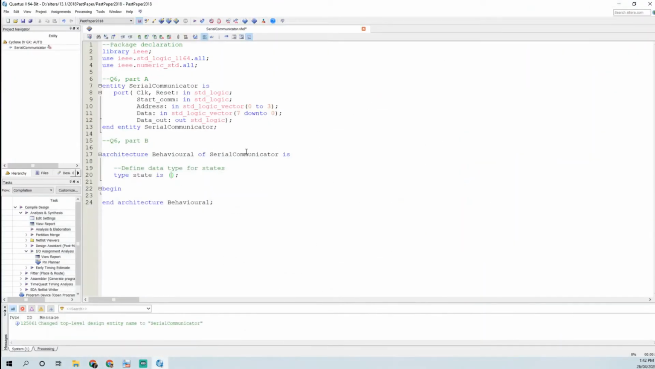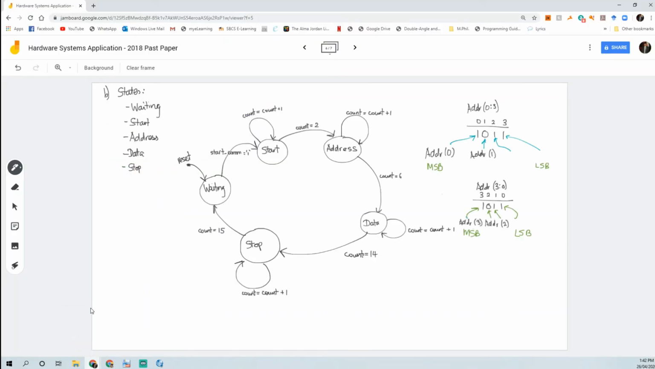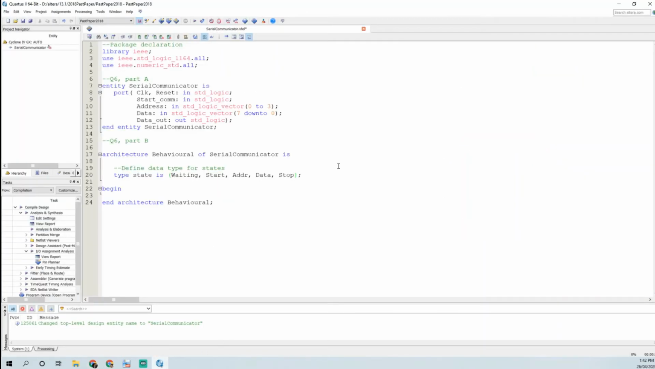Now, I can't call the state wait because we know wait is a special keyword in VHDL. So I'm going to call it waiting. I'm going to call it the start state, the address state, the data state, the stop state. So 5 states corresponding to each of my state bubbles here: 1, 2, 3, 4, and 5.